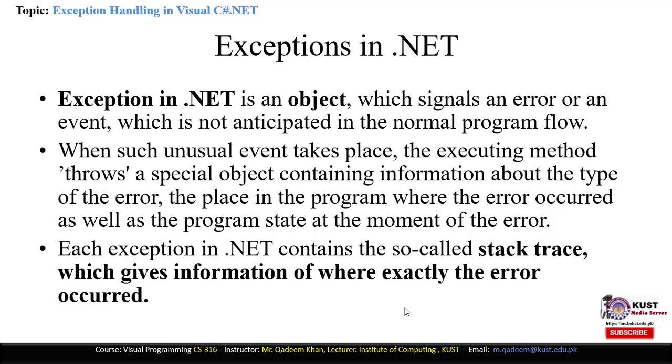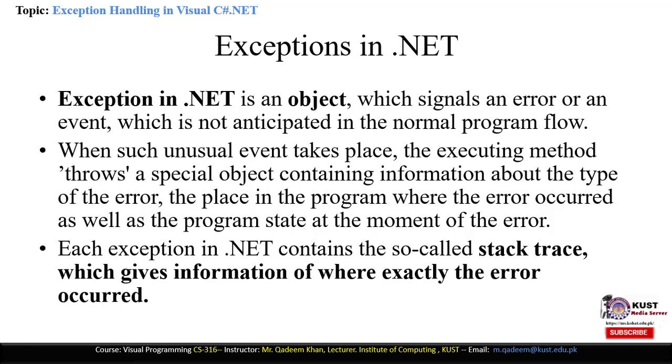Now an exception in .NET is in fact an object, and it provides us particular signals about where the error has occurred. So an exception in .NET is an object, meaning a special object derived from the Exception class, and it provides us the information about where the problem is anticipated which has disturbed the normal flow of execution.